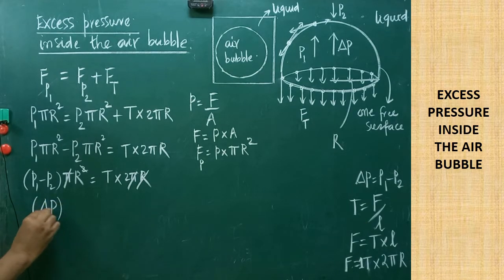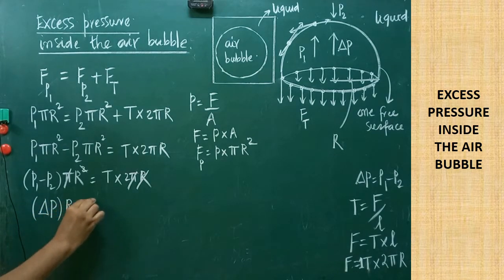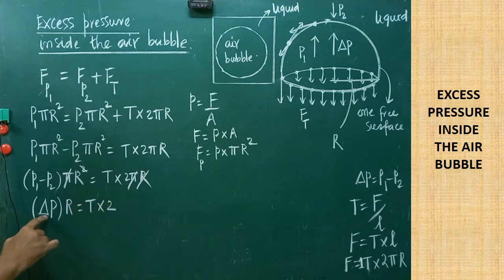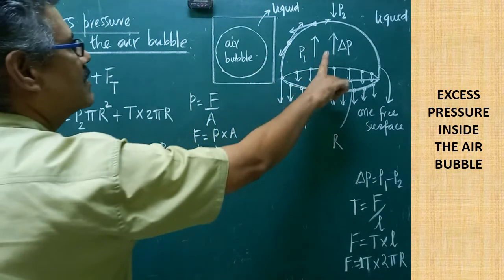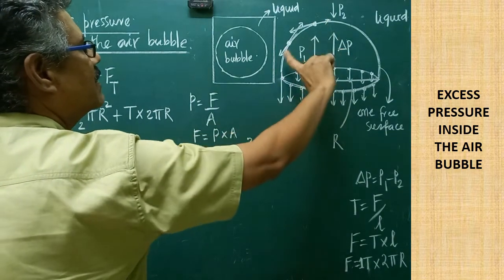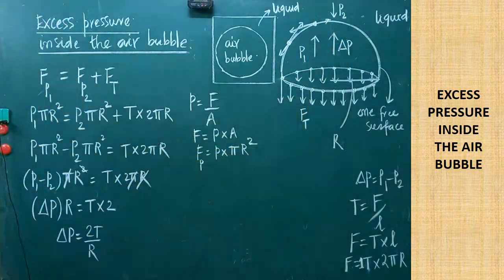Are you clear? Del P into R is equal to T into 2. So I need the expression for del P. So del P is equal to 2T by R is the expression. Are you clear? Del P is equal to 2T by R is the expression to calculate the excess pressure. This excess pressure is always acting in this direction, that is towards which surface? The concave surface. Are you clear?